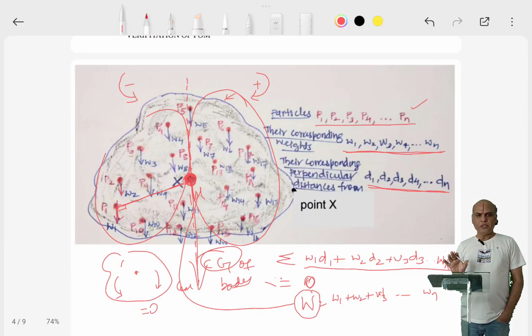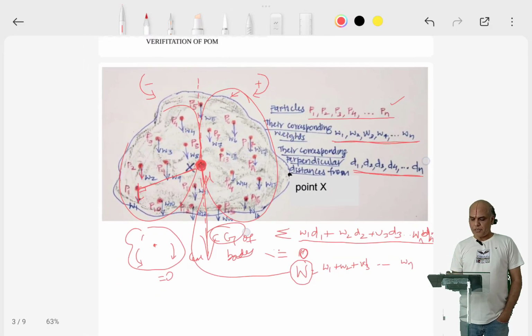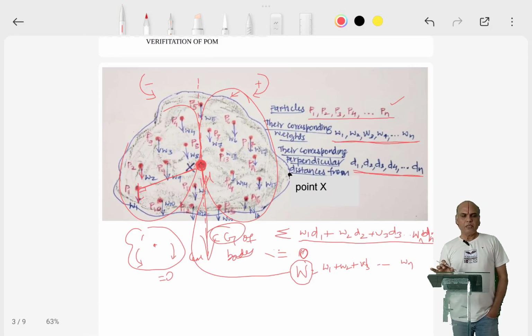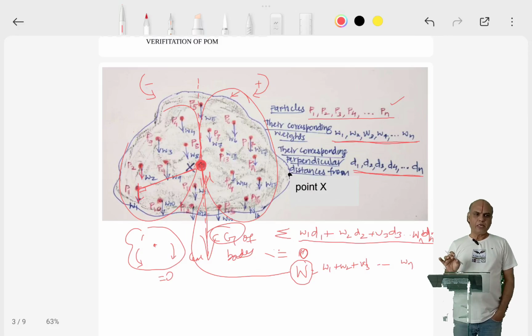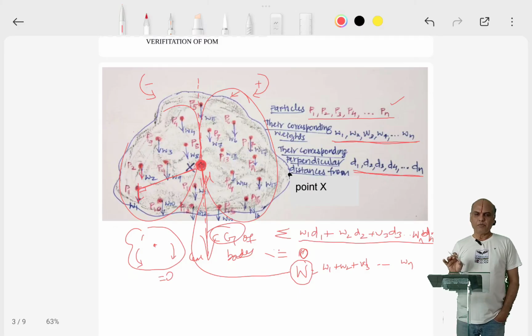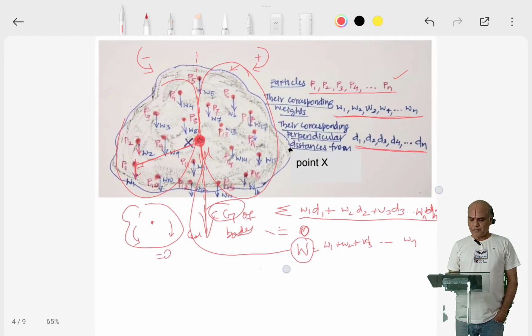Okay, so this is the concept of center of gravity. So how do we define center of gravity? Center of gravity is the point about which the algebraic sum of moments of particles comprising that body is zero. If the body is considered as a point weight, then this point weight acts at the center of gravity, or this point weight passes through the center of gravity. Clear?